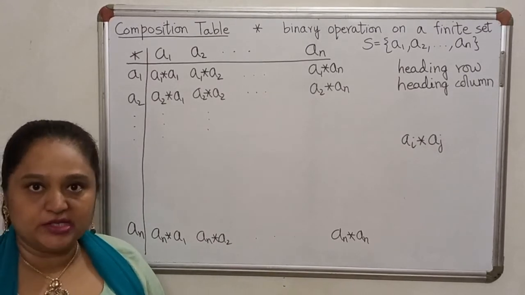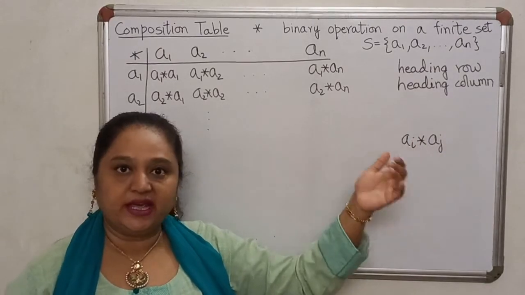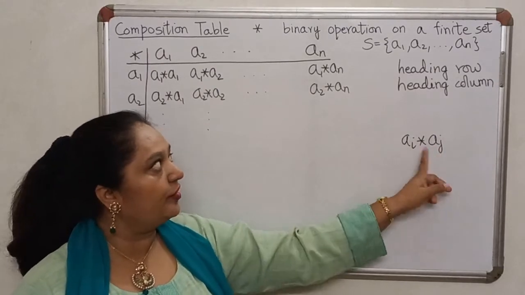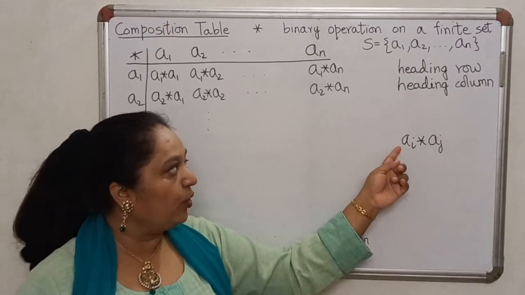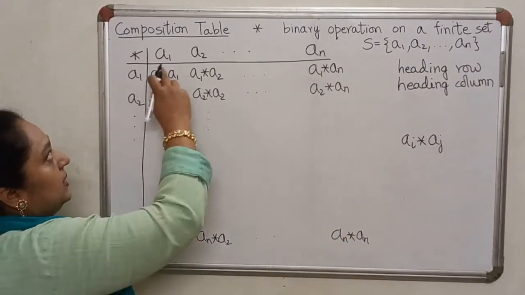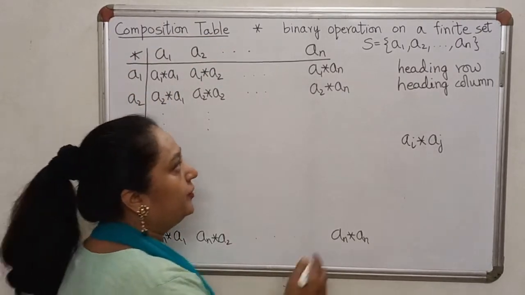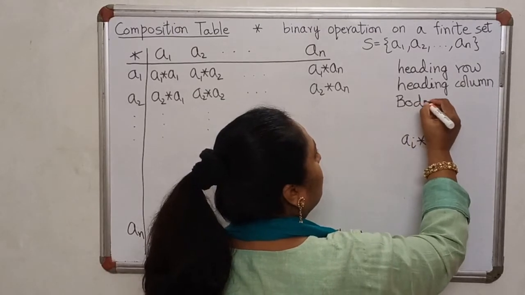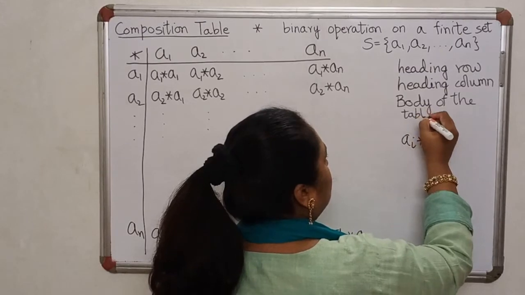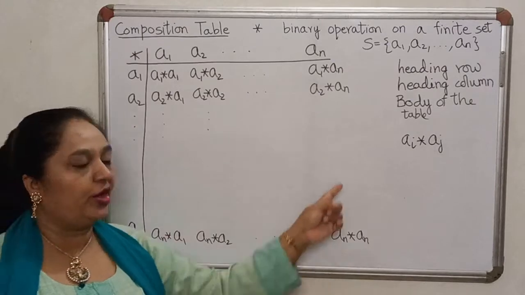So let's look at the first condition. AI star AJ must exist, or must be defined, for all combinations of elements from S. Remember, we are going to get all these combinations in this part of the table. This part of the table, minus the heading row and the heading column, is called the body of the table. So we will find all such combinations in the body of the table.